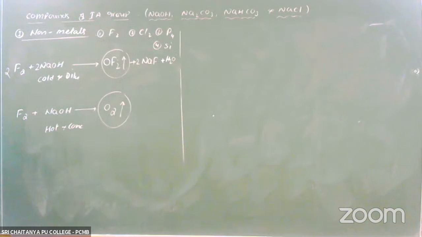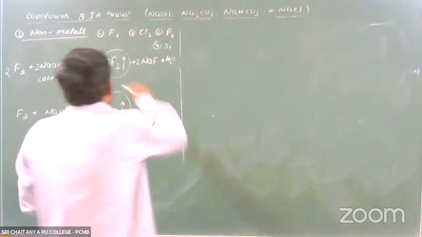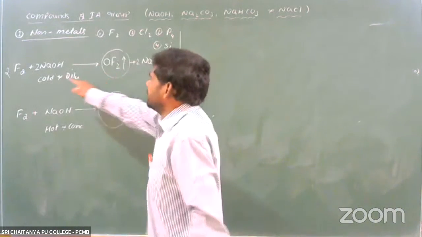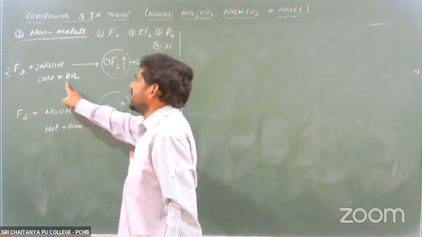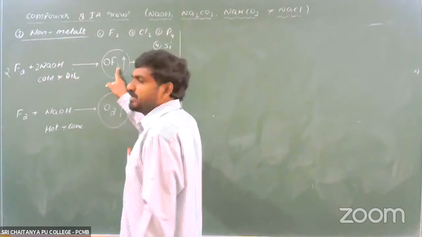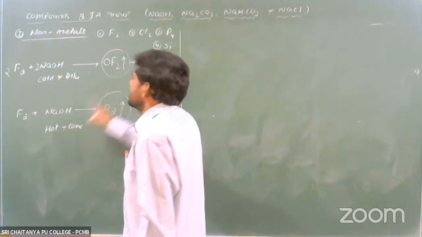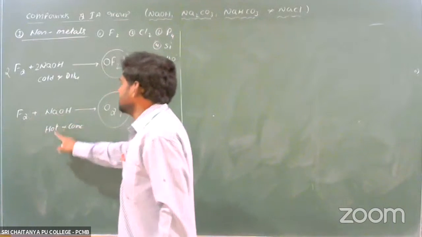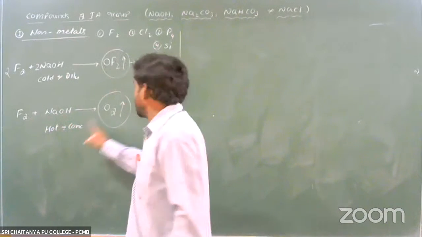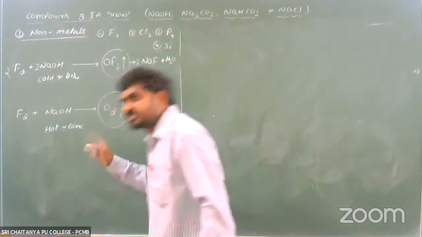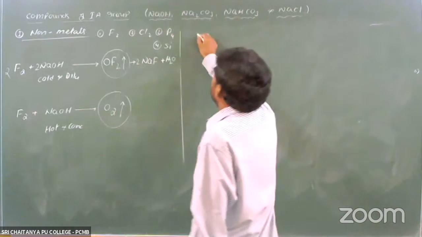Sodium fluoride and water are the common byproducts. So these two are important. When fluorine gas is passed through cold and dilute sodium hydroxide, the gas liberated is OF2. When fluorine gas is passed through hot and concentrated sodium hydroxide, the gas liberated is oxygen. Next, the second one is with chlorine.